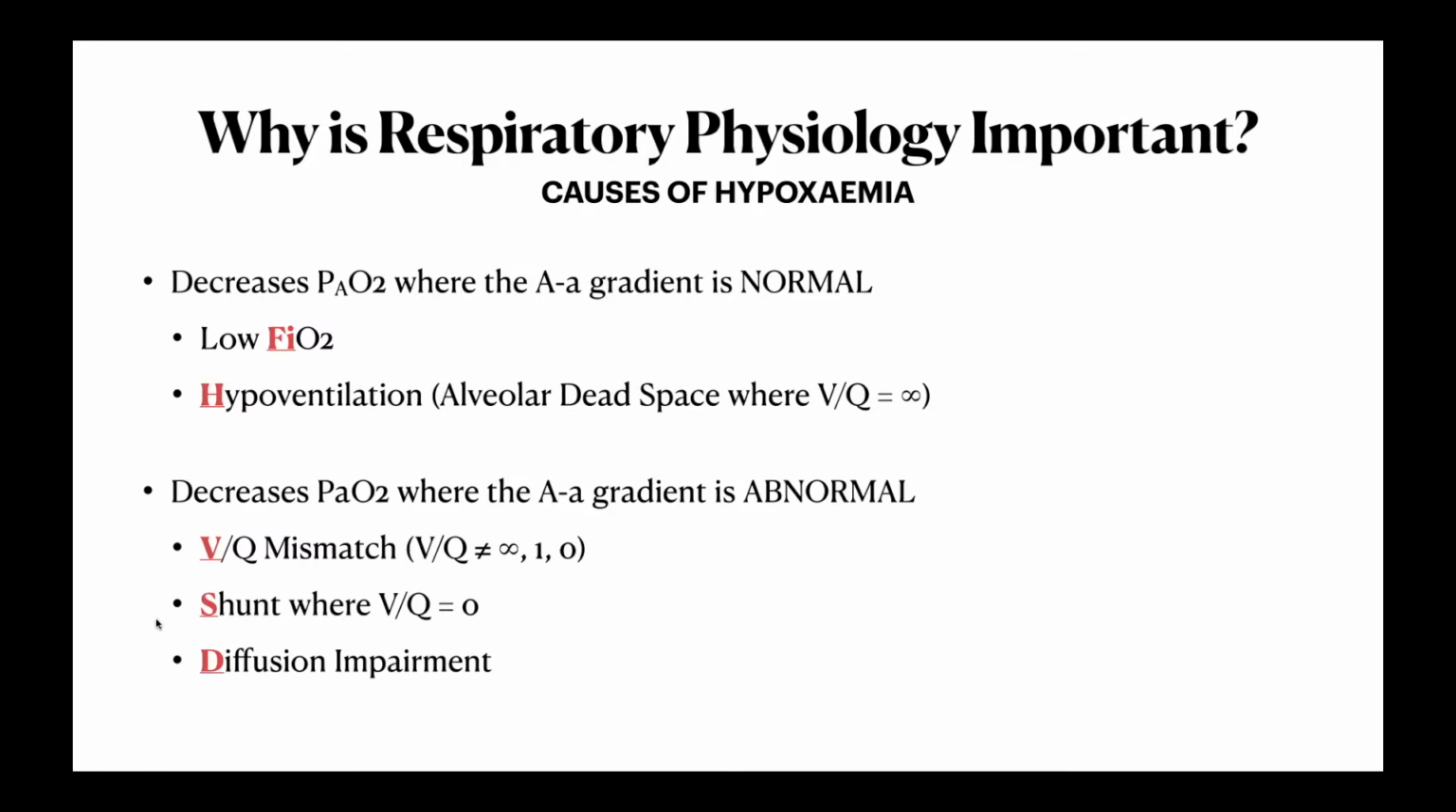You'll see in a lot of textbooks that they will just list these as the causes of hypoxemia: low FiO2, hypoventilation, VQ mismatch, shunt, and diffusion impairment. But the way that I want you to think about this is that the first two, FiO2 and hypoventilation, decrease your alveolar oxygen, but your AA gradient is normal. And all these other causes decrease your arterial oxygen, where your AA gradient is abnormal.